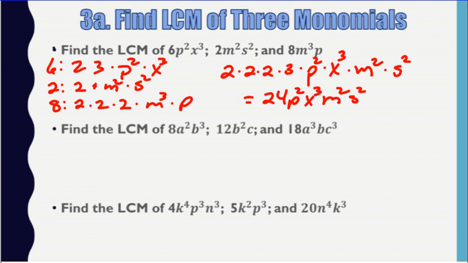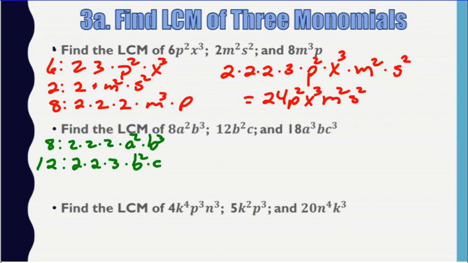Next one, these three, we got 8, which is 2 times 2 times 2 times a squared times b cubed. Got 12, which is 2 times 2 times 3 times b squared times c. We have 18, which is 2 times 3 times 3 times a cubed times b times c cubed.